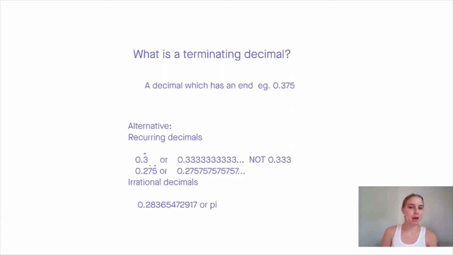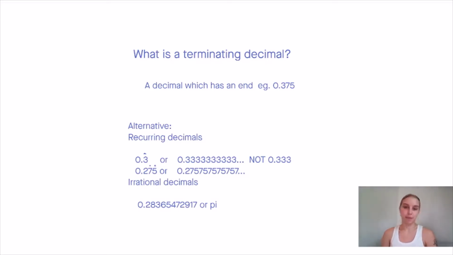So this might be a term that you've never heard before, and the definition for it's actually pretty simple. Basically, a terminating decimal is just a decimal which has an endpoint. That might sound a bit silly because surely everything has an endpoint, but not necessarily.